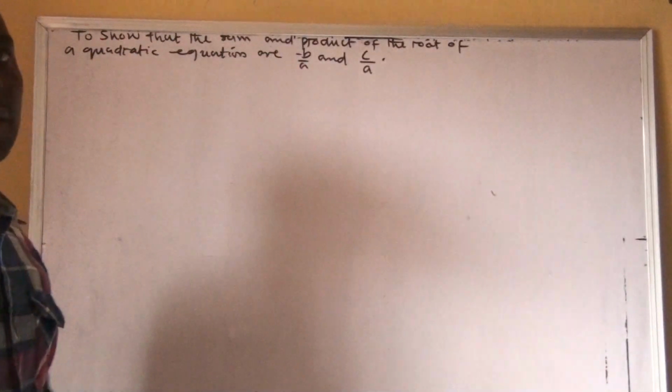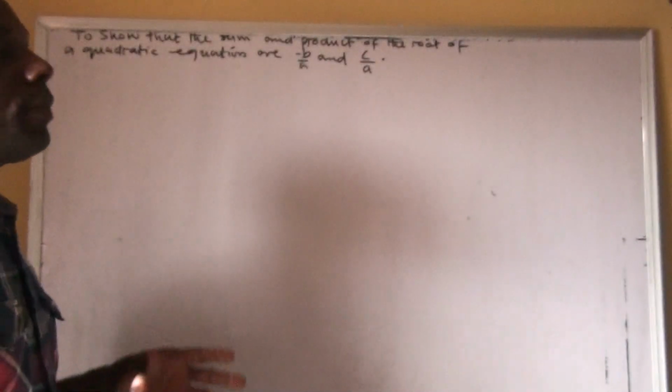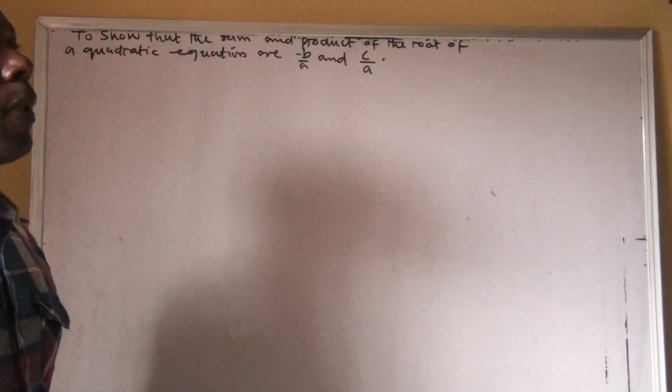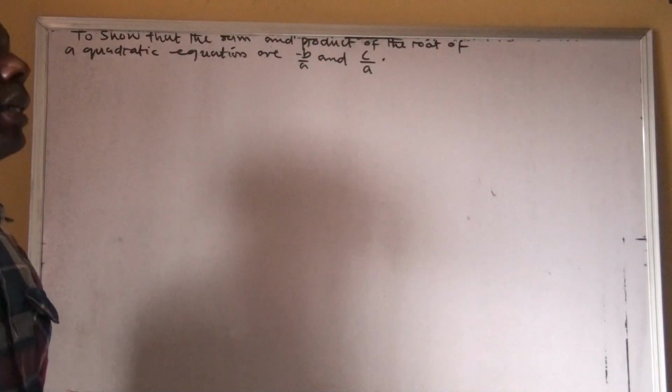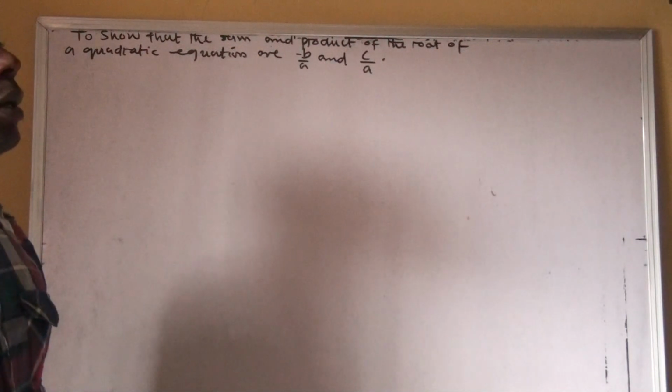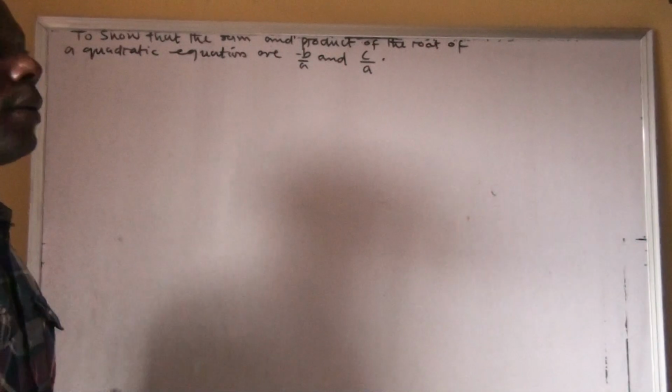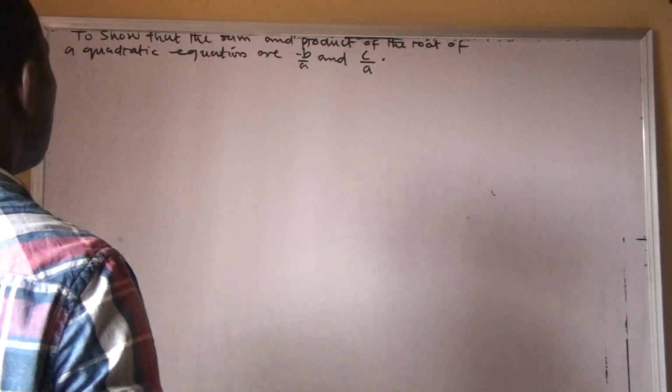Hello viewers, in this class we are going to establish why the sum and the product of the roots of a quadratic equation are respectively minus b over a and c over a.